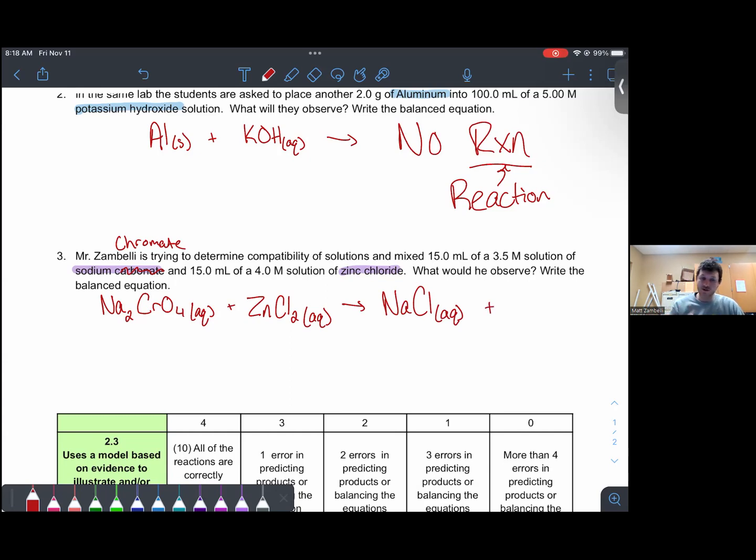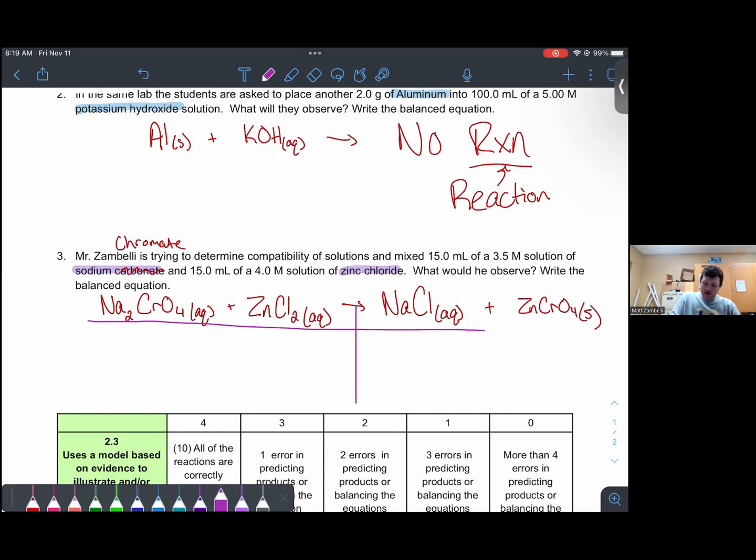So zinc has a +2 charge, chromate has a -2 charge. So those two balance out to be ZnCrO4. And I told you guys, if you remember way back when, that sodium and potassium are soluble with chromate, but then I told you on that formative that other things were not, just because this one is not soluble. So it's insoluble, which means it's going to turn into a solid, which means our reaction does in fact happen. All right, so now we have to balance our equation because that reaction did in fact occur.